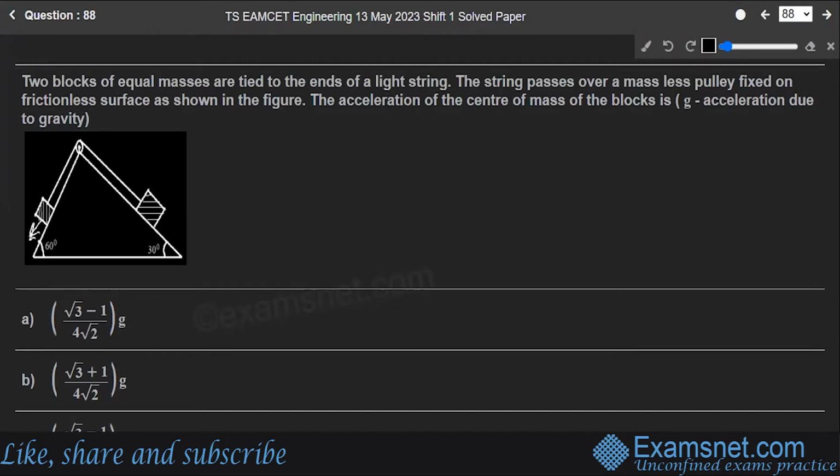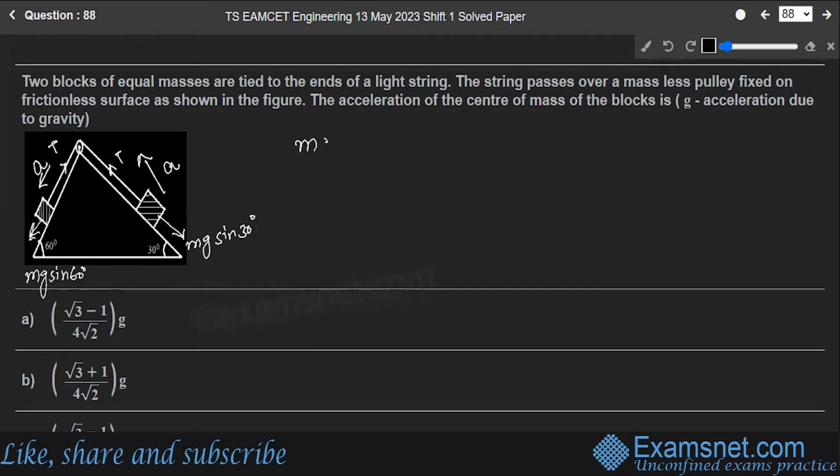This component of the force is mg sine 60 degree, because this is a 60 degree angle. And then here the component of the force is mg sine 30 degree. This is the tension in this direction. Tension, of course, for the string is in this direction for both of them. And this is the acceleration with which this block will be moving up, because this is a longer string and this is a shorter one. So this is the acceleration with which both of them are moving.